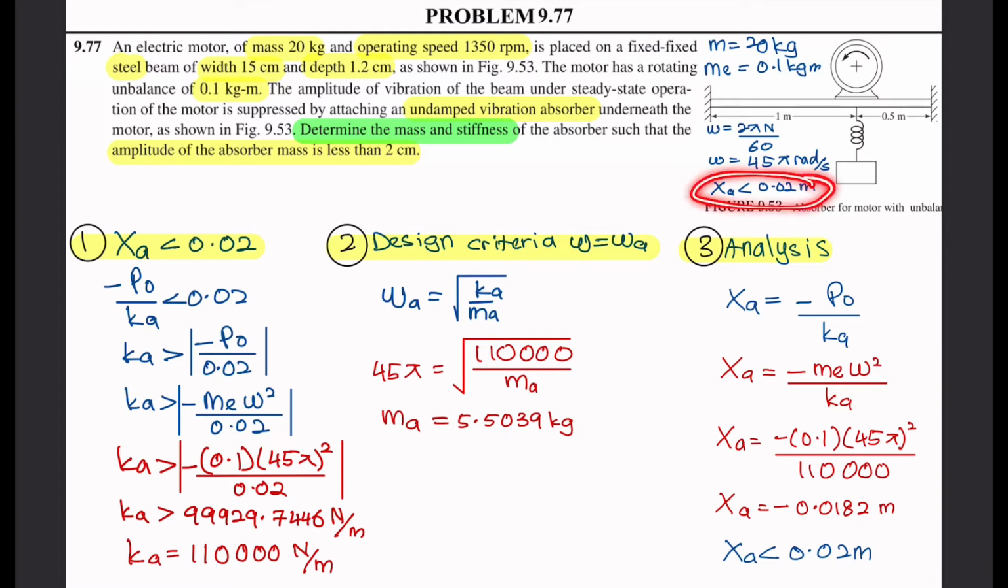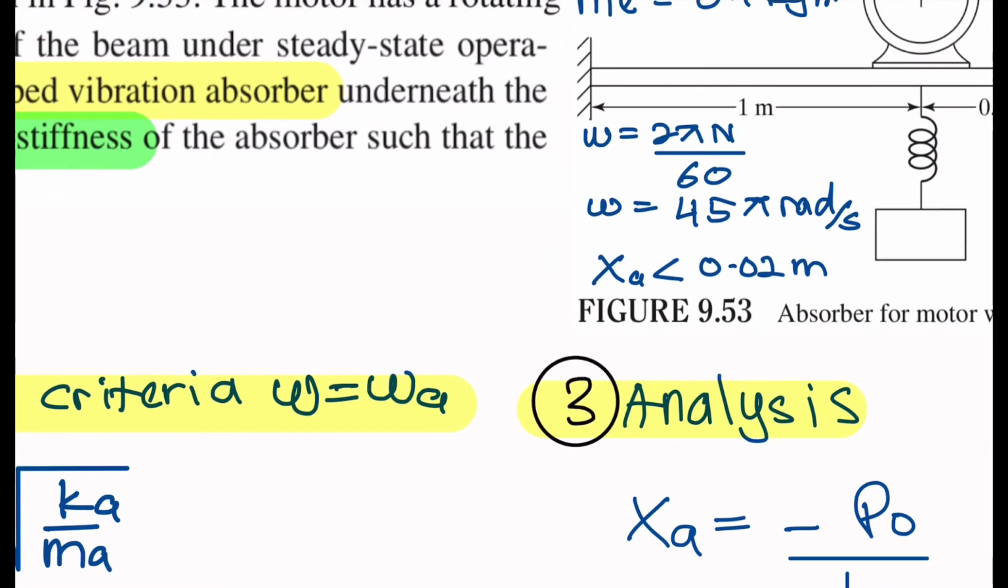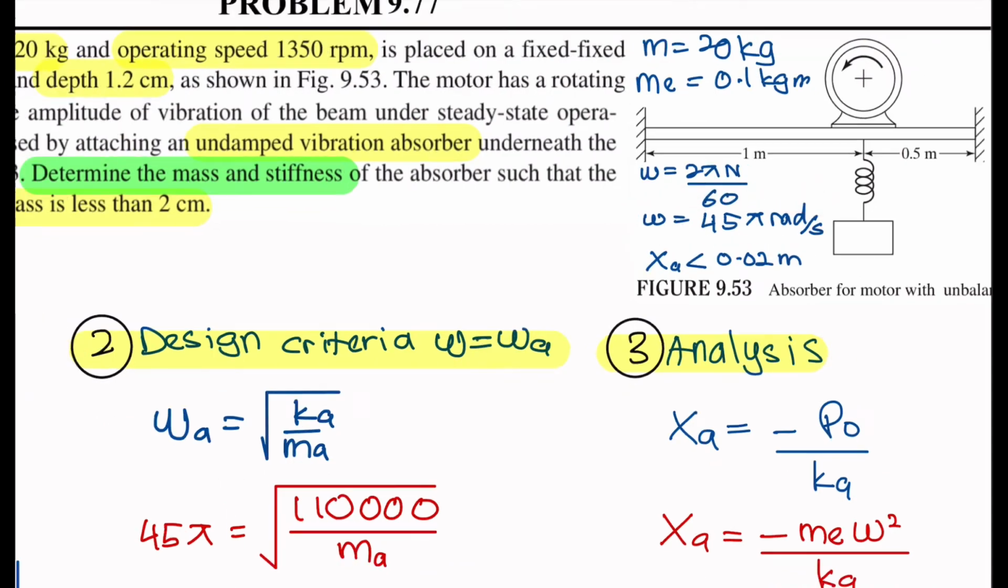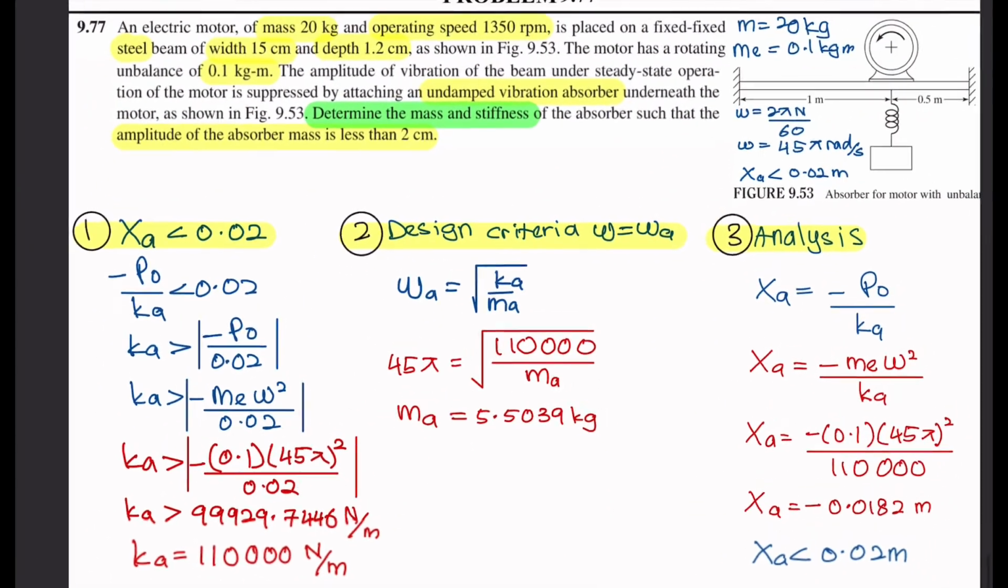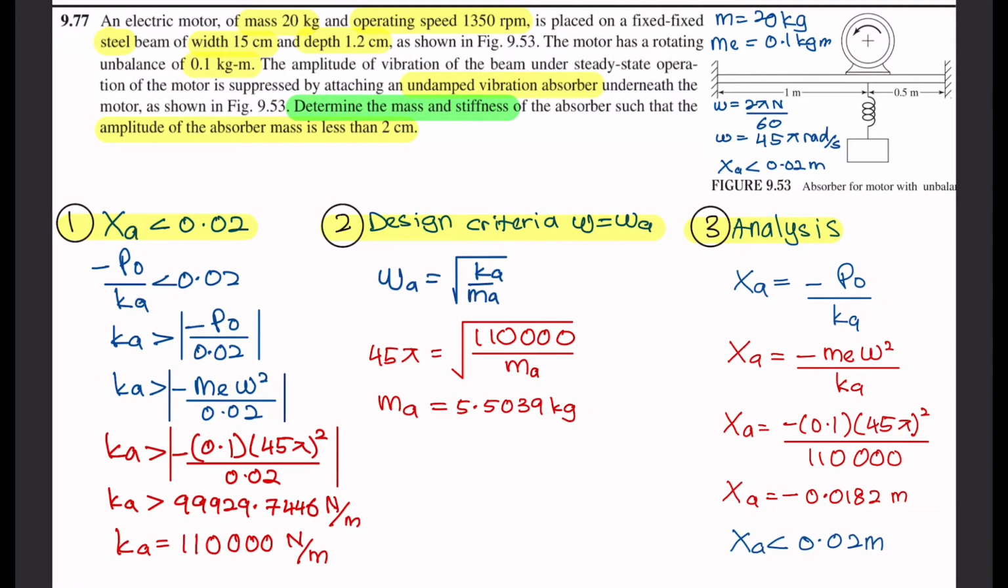So let's say the amplitude of the absorber, which is XA, is less than 0.02 meter, which is also equal to 2 cm. And the given operating speed, which is n, I use in this formula: omega equals 2 pi n over 60. So just substitute your n as 1350 rpm, and you'll get your omega to be 45 pi radian per second. As you can see, I have 3 steps altogether. It's a fairly simple question.